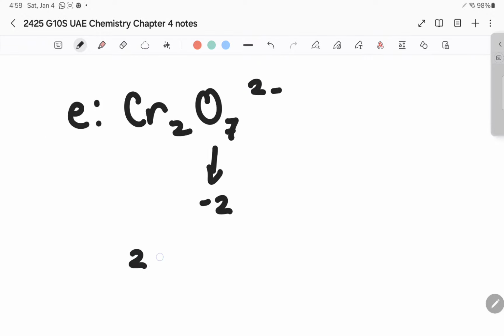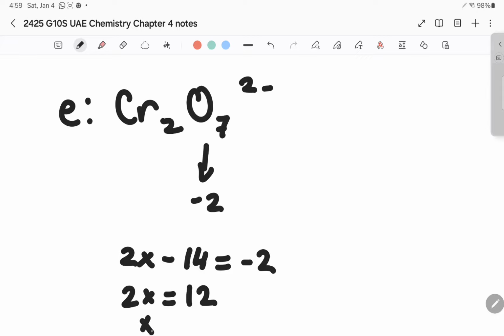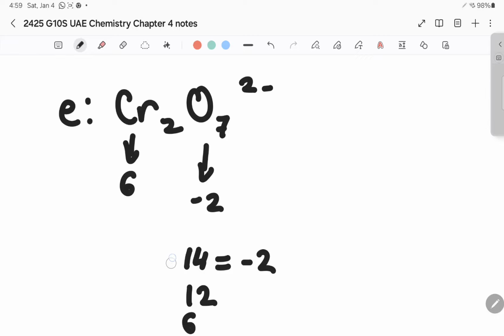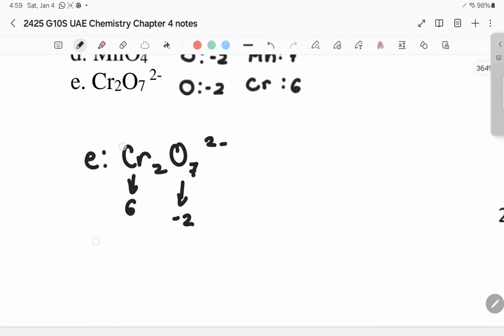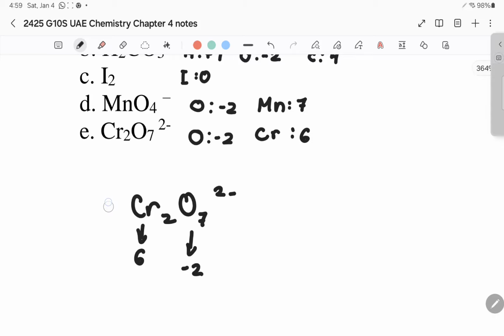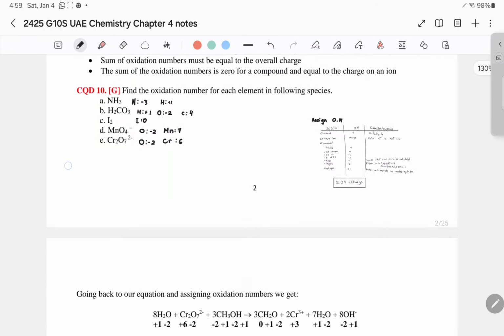So here it's 2x minus 2 times 7, which is negative 14, equals 2 minus, which means minus 2. So 2x equals positive 12, making x equal 6. So Cr's oxidation number would be 6. And that's how you solve for oxidation numbers in this CQD. This is CQD 10.